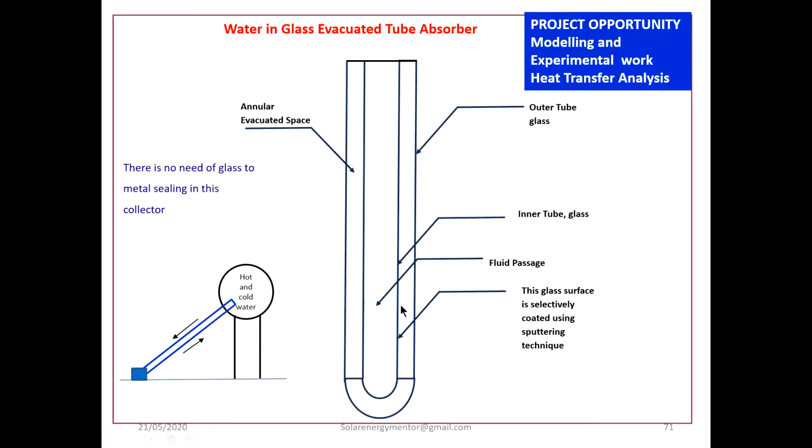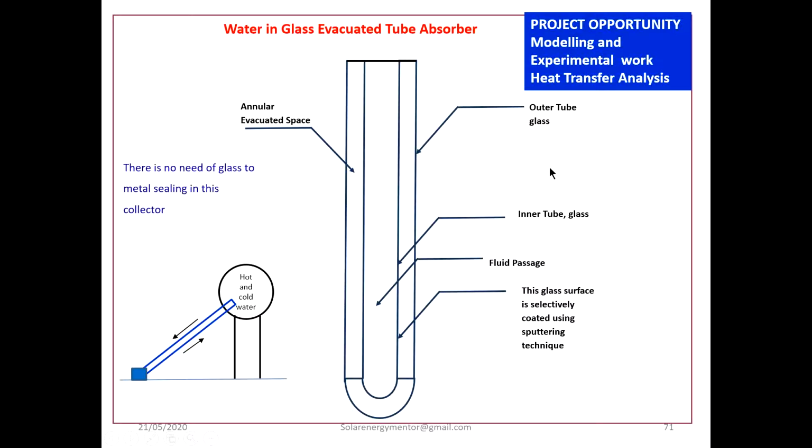So again, being delicate things, they cannot be used for robust industrial requirements or robust industrial systems. However, for residential purpose, they are very popular. Now, as regards the efficiency of these type of collectors, water in glass evacuated tube collectors, see the entire structure is glass. Glass is considered a non-metal and non-metals don't have very good thermal conductivity.